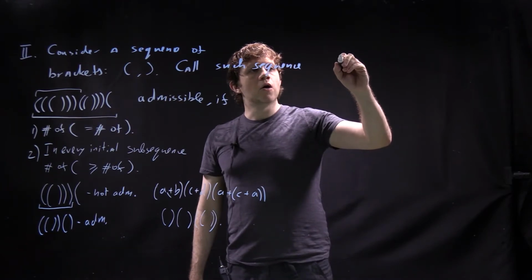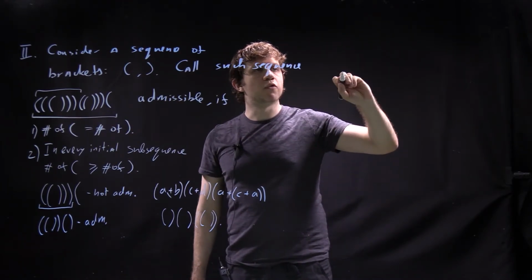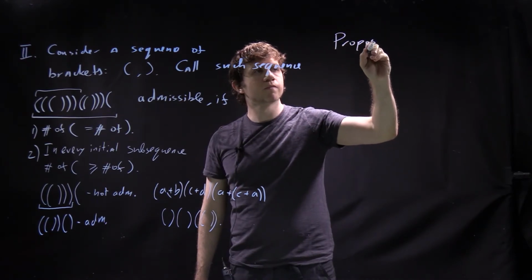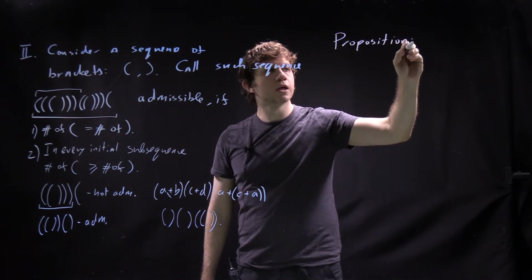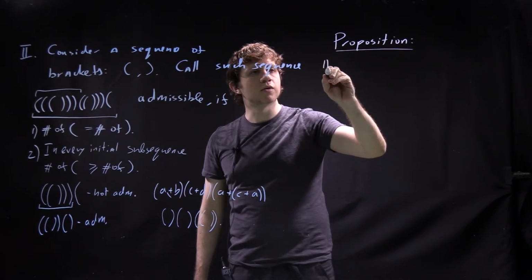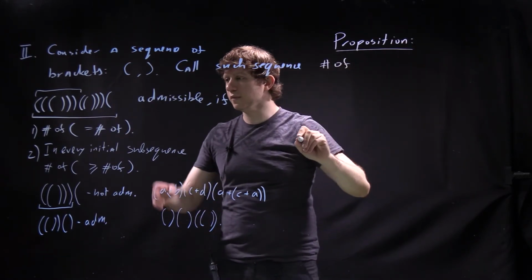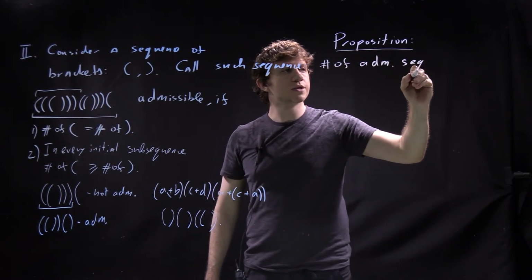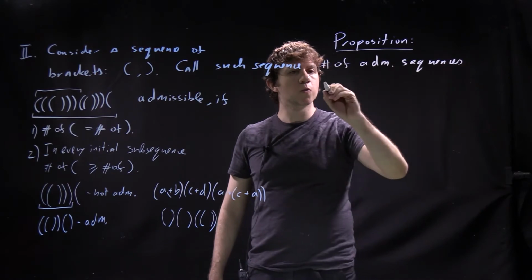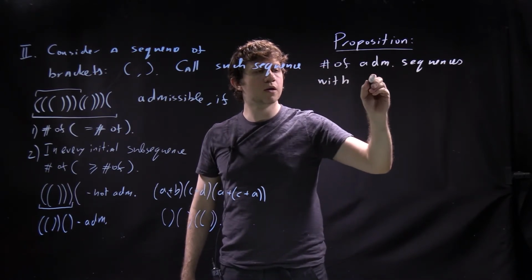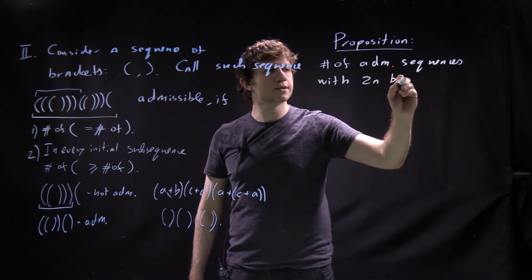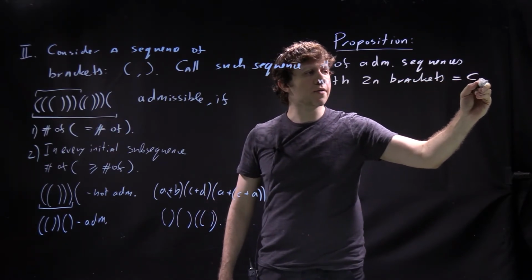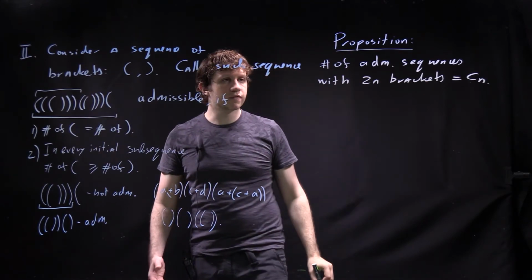So let's now prove the following proposition. The proposition is that the number of admissible sequences with 2n brackets, so n opening and n closing, equals Cn. So first, a couple of examples.